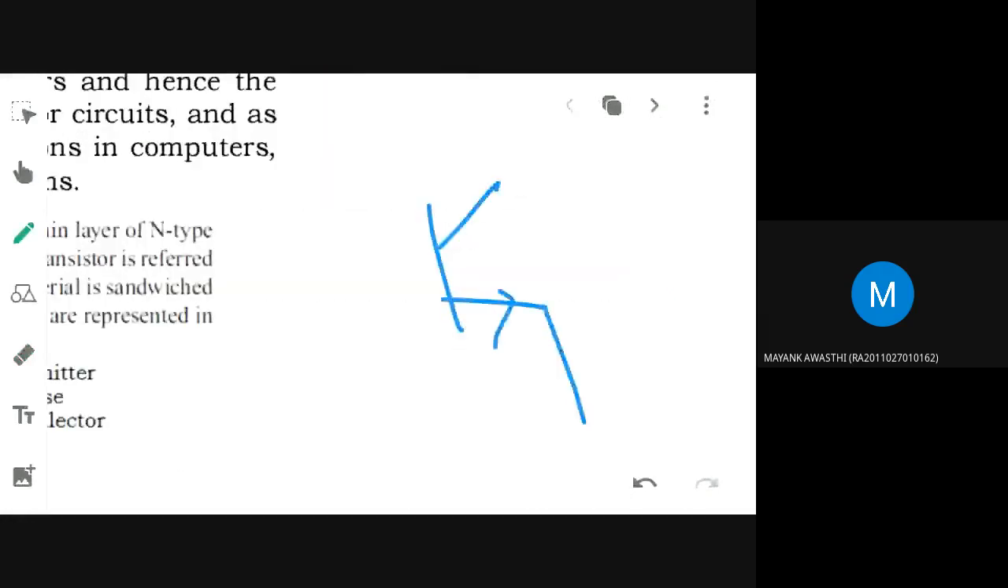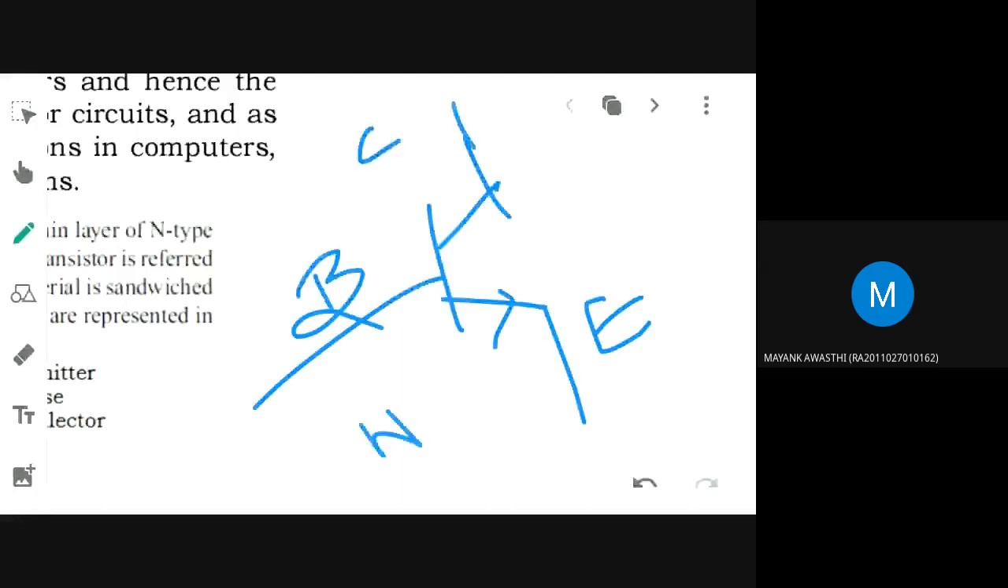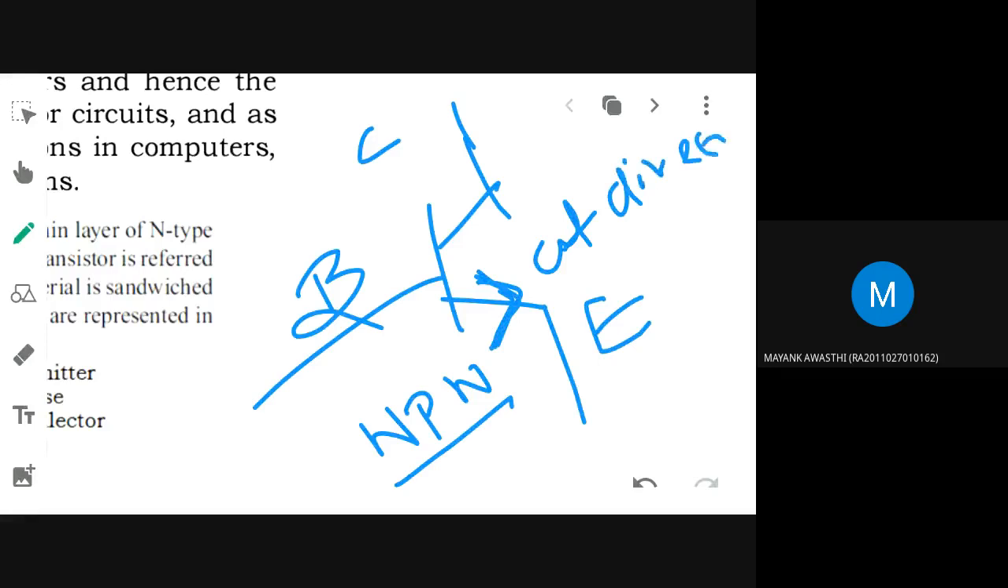Okay. So here I will be having my base. This will be my emitter. This will be my collector. So this transistor will be representing an NPN type. So you can check out the direction of the current here. This is your current direction. Is the current direction outwards or inwards? Outwards. So if it is facing outwards, then the type of the transistor will be referred to as what?